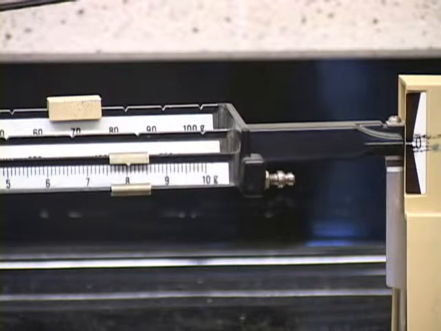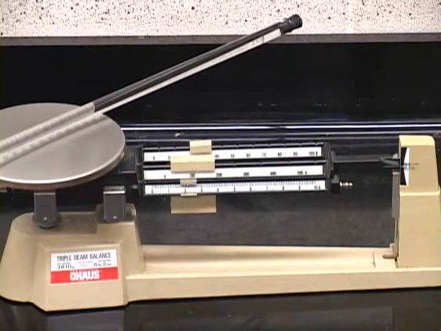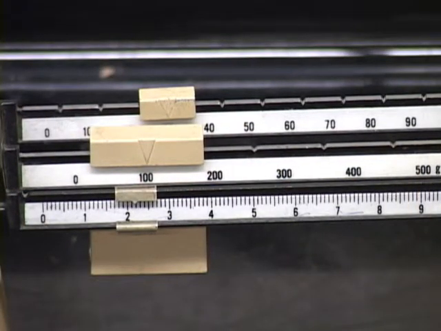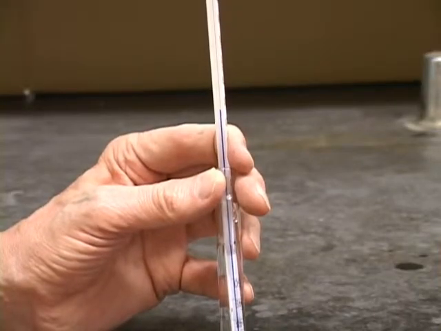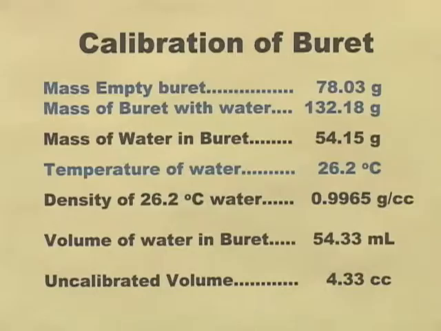In close-up, this shows that the empty burette weighs 78.03 grams. To determine the volume in that uncalibrated top space, you fill it to the 50 milliliter mark upside down with water and then weigh it. When filled to the 50 milliliter mark, it weighs 132.18 grams. You also need the temperature of the water in the burette so you can determine its density. Temperature is 26.2 degrees centigrade.